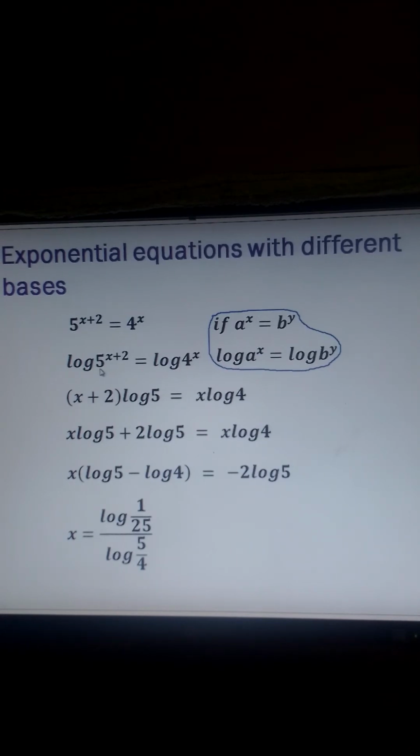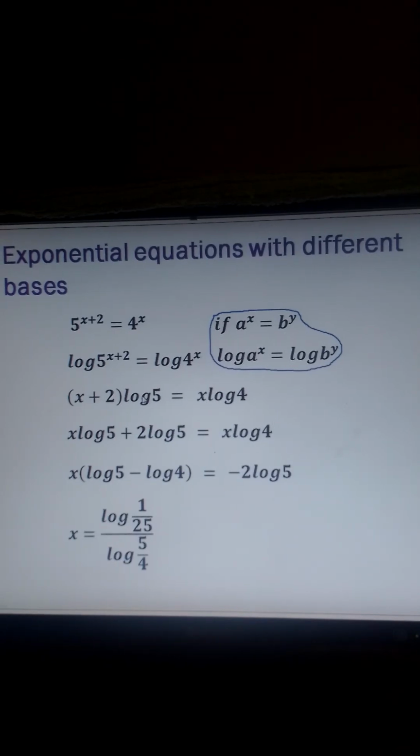Alright? So now when you have the logarithm of a raised to x, you multiply x times the logarithm of a. So here we shall multiply this term, x plus 2, times the logarithm of 5, is equal to x times the logarithm of 4. Now what do you do here? We can now open the brackets. We multiply log 5 times x is x log 5, plus log 5 times 2 is 2 log 5, is equal to x log 4.